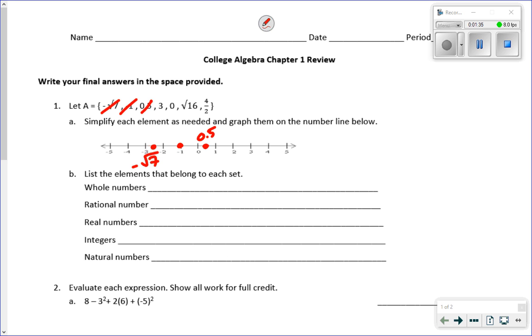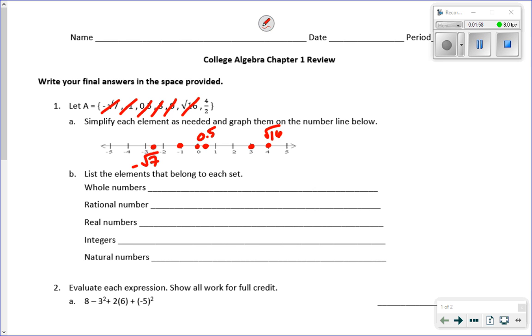My next number is 3. Plot that point. That one's already labeled. Next point is 0, so I'm going to plot that. It's already labeled. Square root of 16. So if you don't know that off the top of your head, you need to put that in your calculator. You should get 4, but you need to label it square root of 16, so I know that you know what number you're talking about.